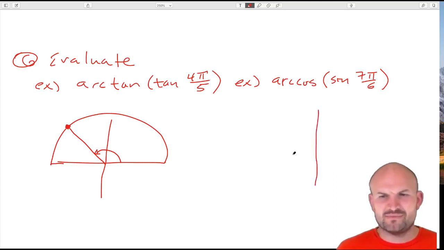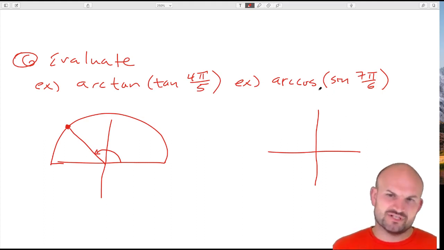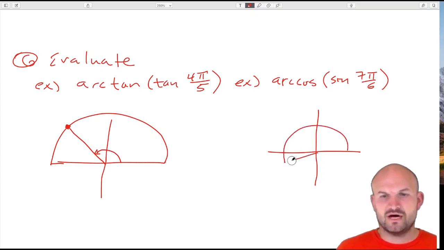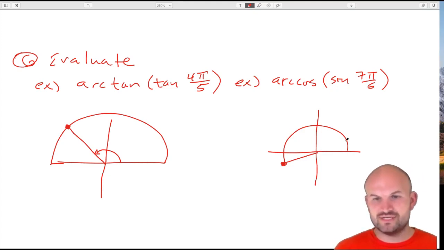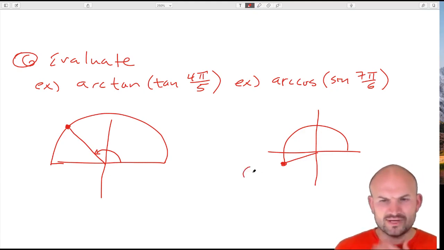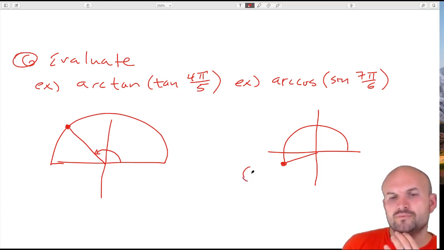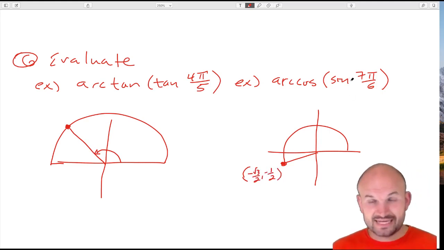And obviously, I'm not going to be teaching this for a couple more months. But again, when we're doing the composition, you always want to work from the inside to the outside. So sine of 7 pi over 6, right? That's going to be all the way down here. And if we think about that coordinate point, it's going to be negative square root of 3 over 2 comma negative 1/2. So the sine of this coordinate point is negative 1/2.